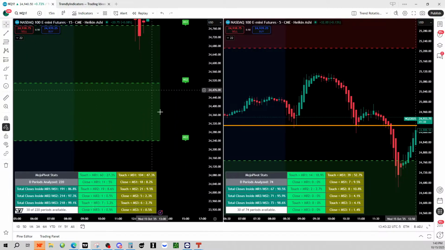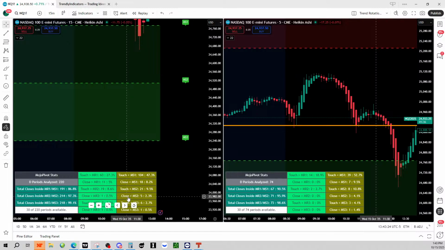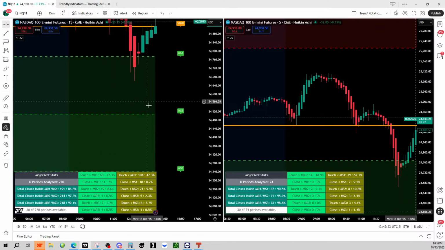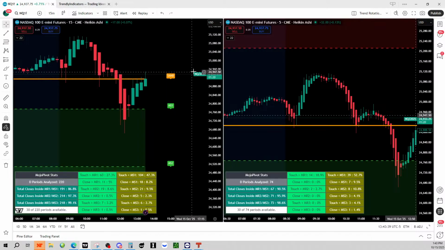So if it gets down here to MS2, I know we touched it 9.5% of the time, and we only closed below it 2% of the time. So I know that somewhere in between here, we're probably going to get at least a rejection of some kind, maybe even a reversion back to the line in the sand. I hope I'm making sense with all this.